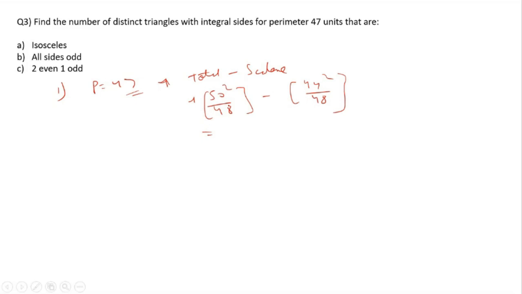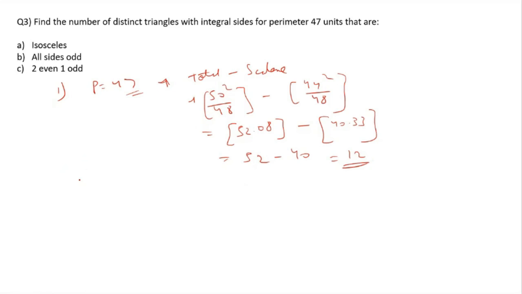Now, to the query that somebody had: if we actually use the calculator to calculate 50 square by 48, I just did it live, and it gave me 52.08. Minus, if I do the same here, 44 into 44 by 48 gives me 40.33. The closest integer of 52.08 is 52, minus the closest integer of 40.33, which is 40. So there will be 12 isosceles triangles. This is from the formula, and if they ask you this question, they are expecting you to use this formula.